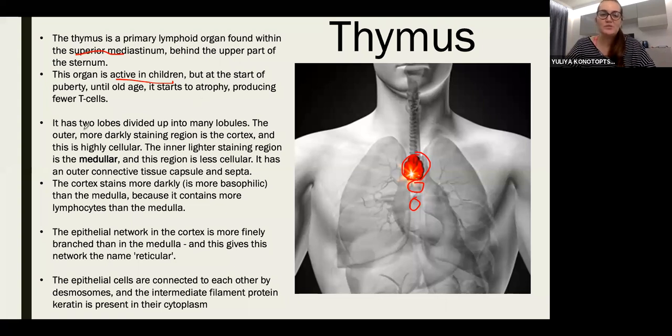Okay, two lobes divided into many lobules. If you see the word lobules, that means that it has capsule. And from capsule, there are septa. Remember when we talked about salivary glands, right? So there's some lobules there. They are there because of the capsule and septa. Each of the lobule has an outer region, which is much darker. It's called cortex, and an inner region, which is much lighter, which is called medulla. Why is that? Cortex has more cells than medulla.